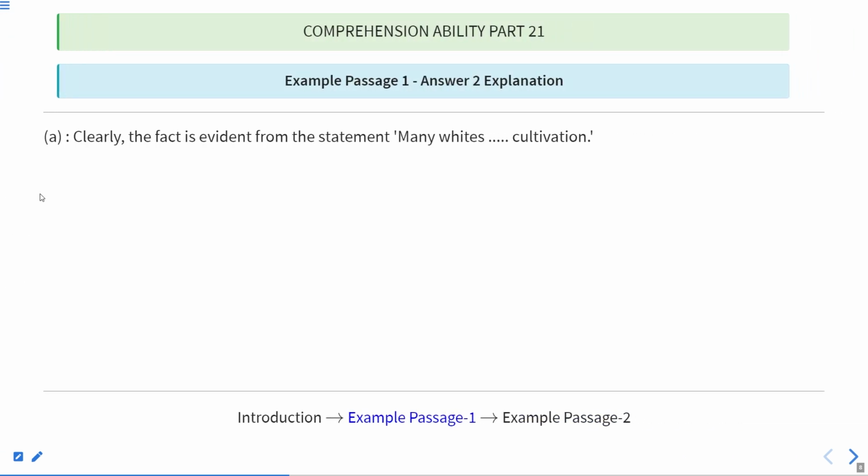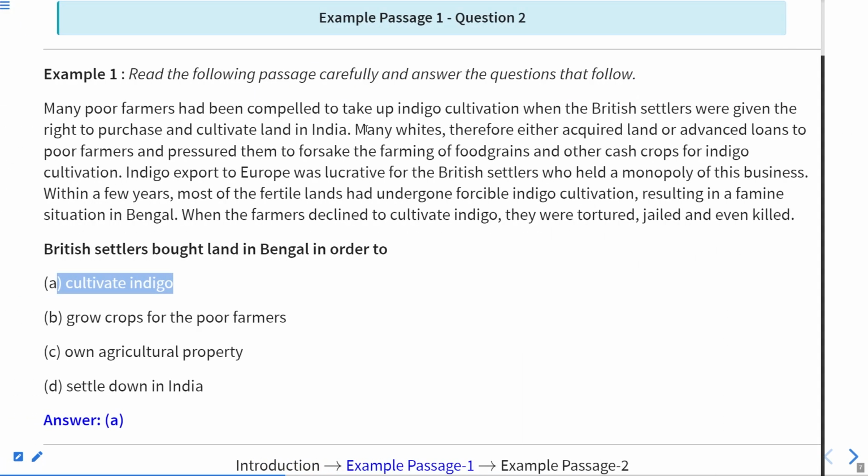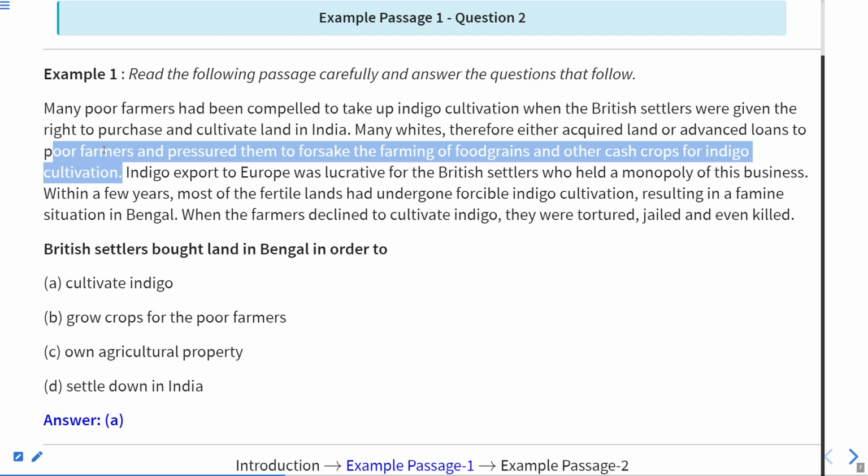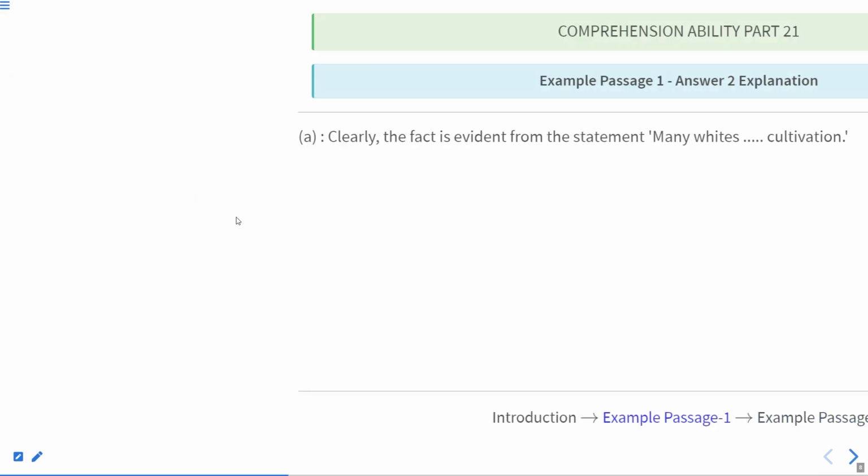As you can see, it is given clearly, the fact is evident from the statement that many whites up to the word cultivation. As you can see over here, many whites therefore either acquired land or advanced loans to poor farmers and pressured them to forsake. Okay, and so on. So for the indigo cultivation, they bought lands in Bengal.